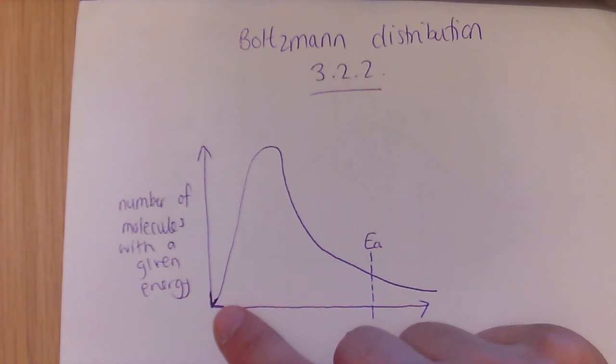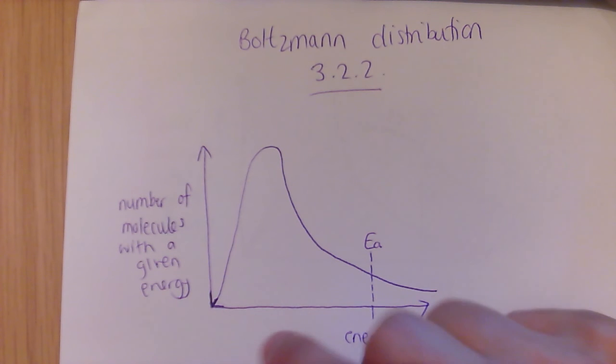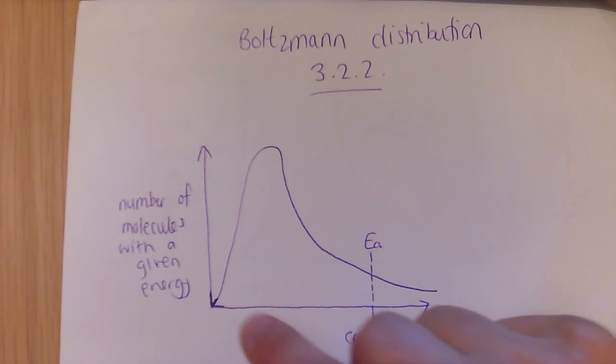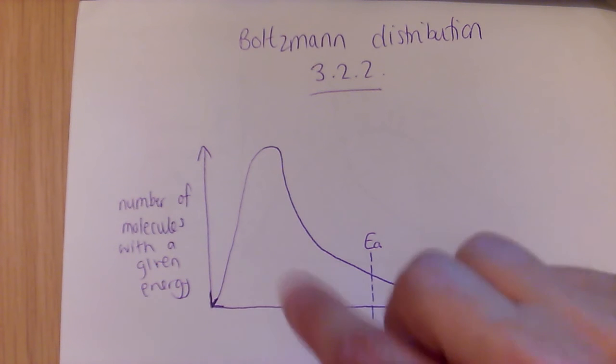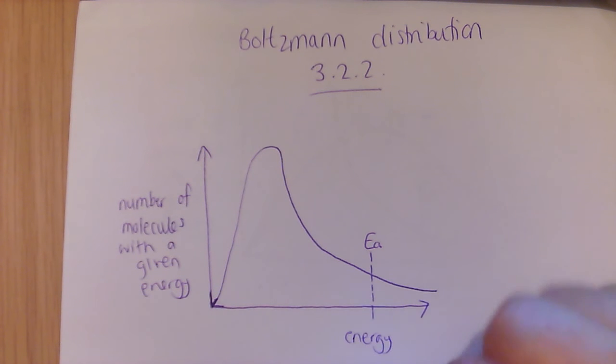A couple of points to pick out when you're looking at a Boltzmann distribution. The first thing is that the line goes through the origin of the graph, and that's because no molecules have got zero energy. So when the energy is zero, the number of molecules is zero. I've already said that the area under the curve here is the total number of molecules involved in the reaction.